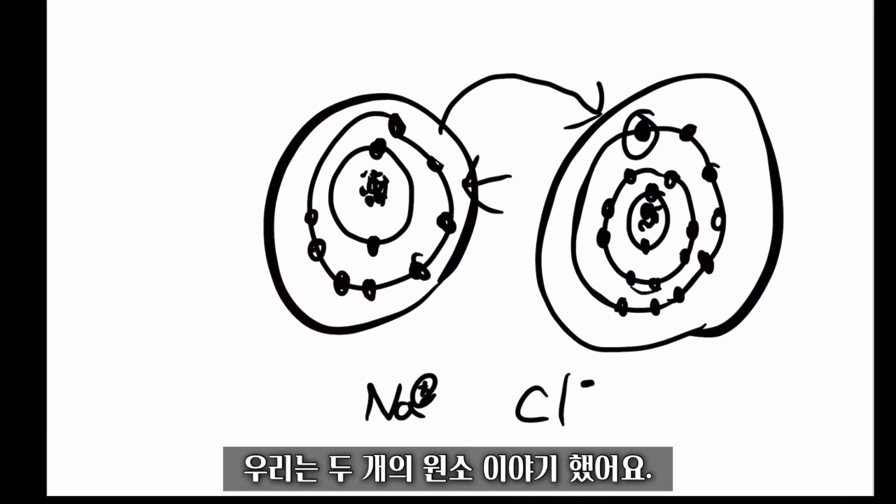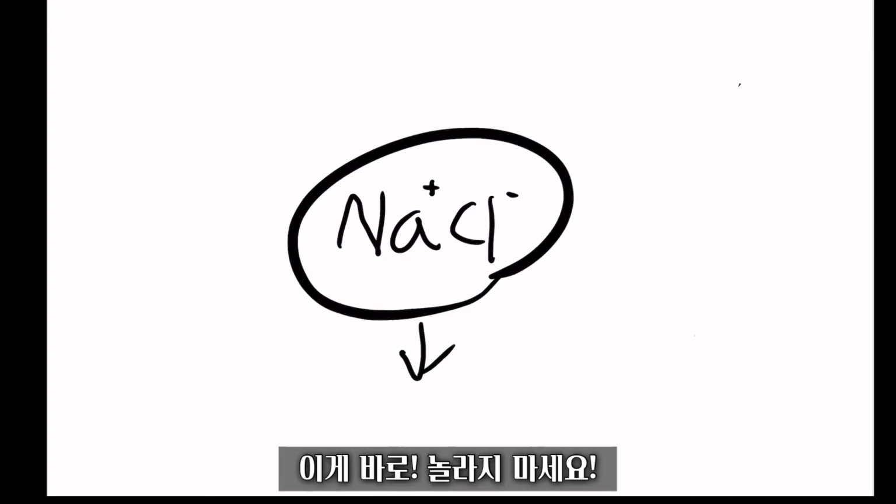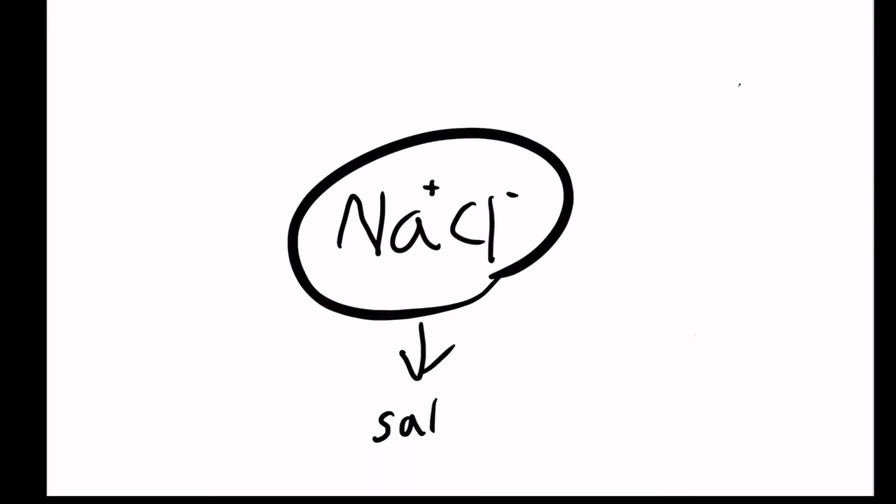We talked about 2 elements. Actually, sodium and chlorine react like that. It writes Na, a little plus, Cl, a little minus. This is, don't be surprised, salt.